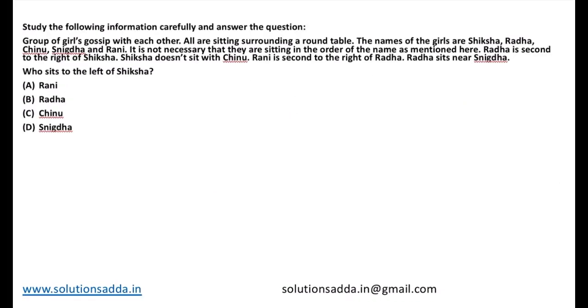So this is an aptitude question based on sitting arrangement. A group of girls gossip with each other. All are sitting surrounding a round table. The names of the girls are Siksha, Radha, Chinu, Snigdha and Rani. So there are 5 girls. It is not necessary that they are sitting in the order of names as mentioned here. So let us figure out the order of the girls based on the question.